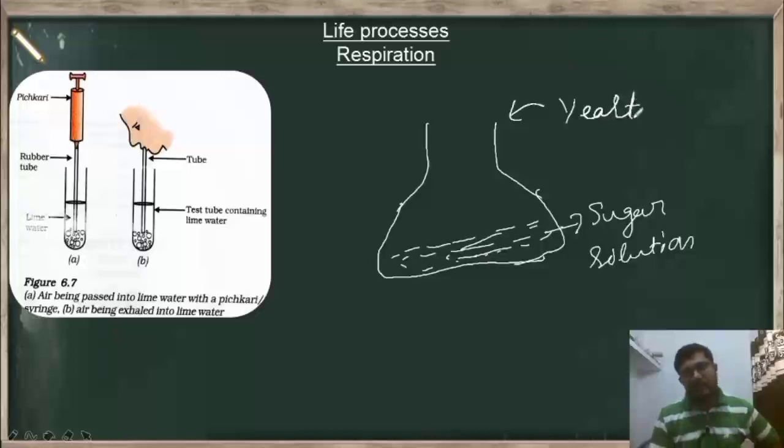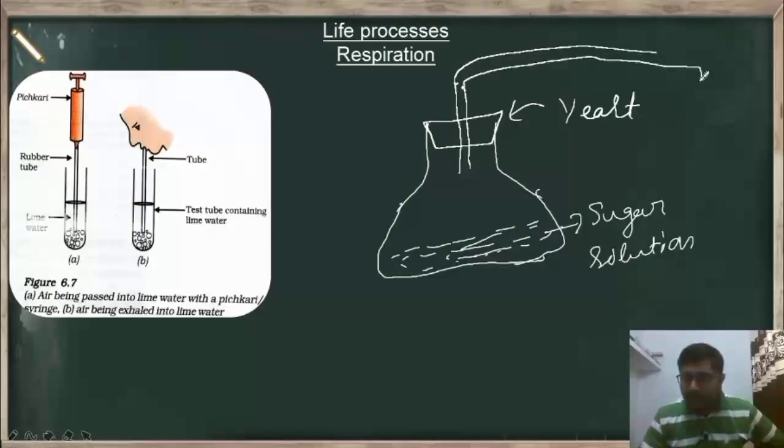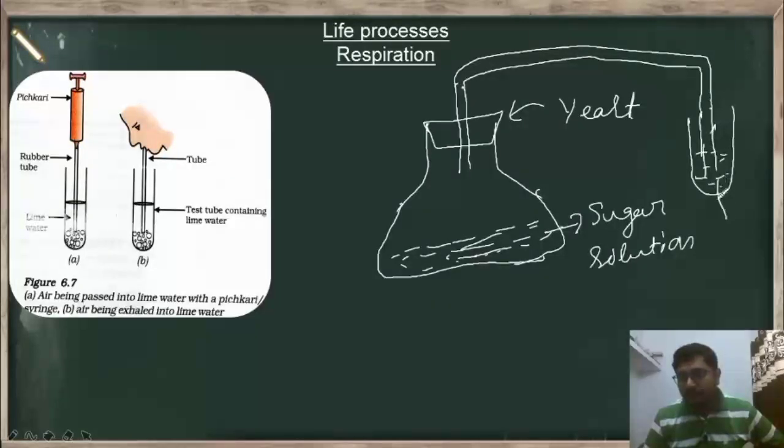You will get yeast in a bakery. Then close the mouth of the conical flask using a rubber cork which has a single hole. Now through this single hole, insert a delivery tube, or we can say a bent tube, and connect the other end of this bent tube to a test tube. I will draw the test tube here. This test tube again contains lime water, that is, calcium hydroxide.